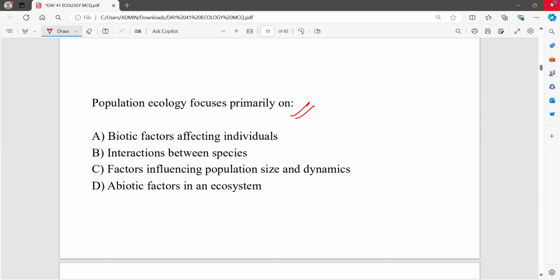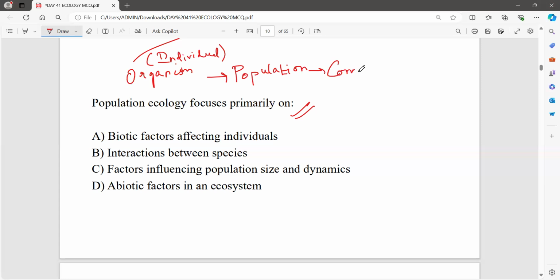See, this is the area you have to keep in mind. An organism, we can call them an individual. An interaction between these groups of individuals of the same species is called what? Population. And a group of populations will be called a community. And a group of communities will be called the ecosystem. And a group of ecosystems will be what? A biome. Okay? And at last, it will be the biosphere.